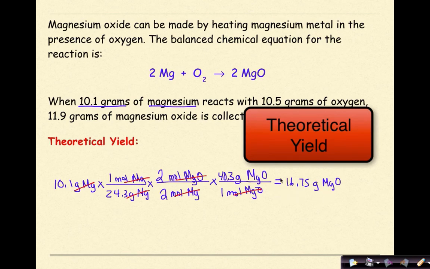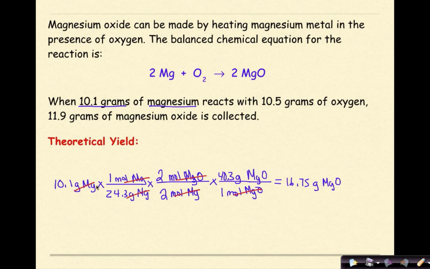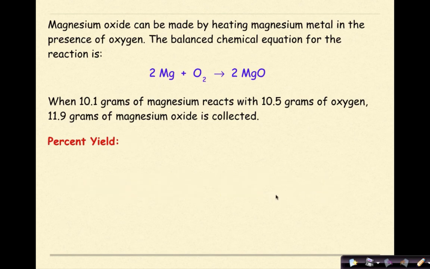In a perfect world, if all of my limiting reagent, which is magnesium, is consumed, this is the maximum amount of MgO that should be produced, which leads us finally to percent yield. That is the final thing that they want from this equation. So percent yield is actual over theoretical times 100. Our actual here is 11.9 grams of magnesium oxide. That is what they told us was produced during this reaction.